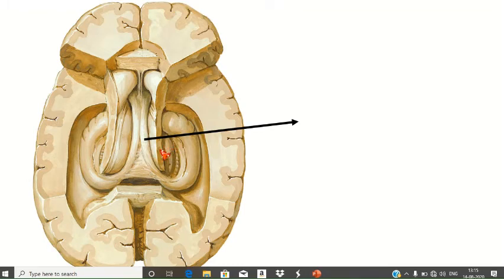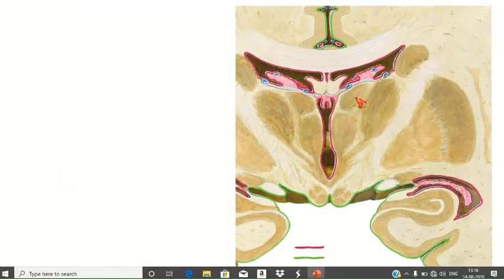So what happened to the lateral area is, the lateral area forms the floor of the central part of the lateral ventricle. Let me show you that. Yeah, here you can see that. So the lateral part of the superior surface is forming the floor of the central part of the lateral ventricle.